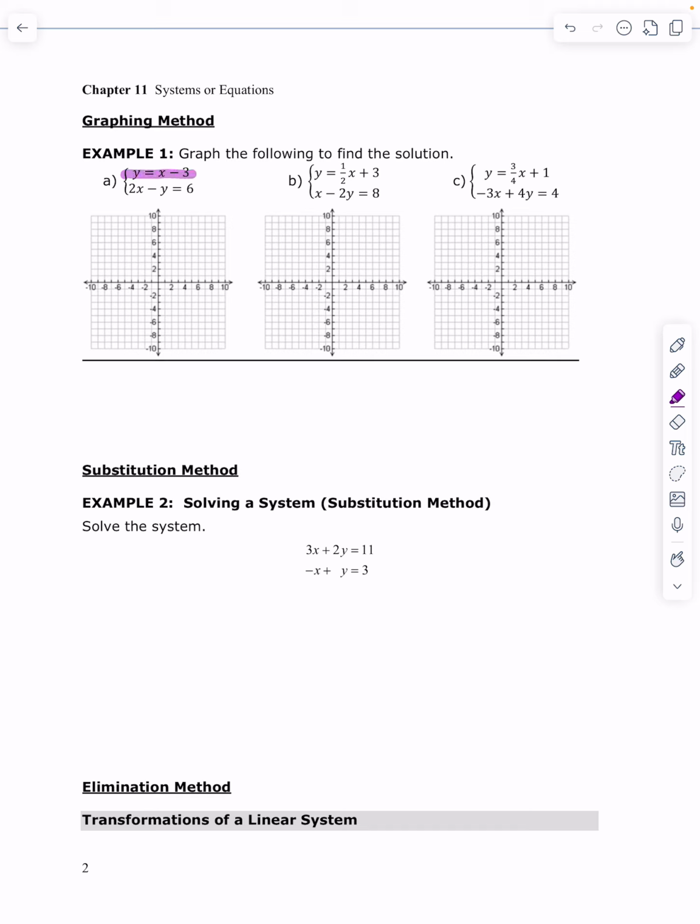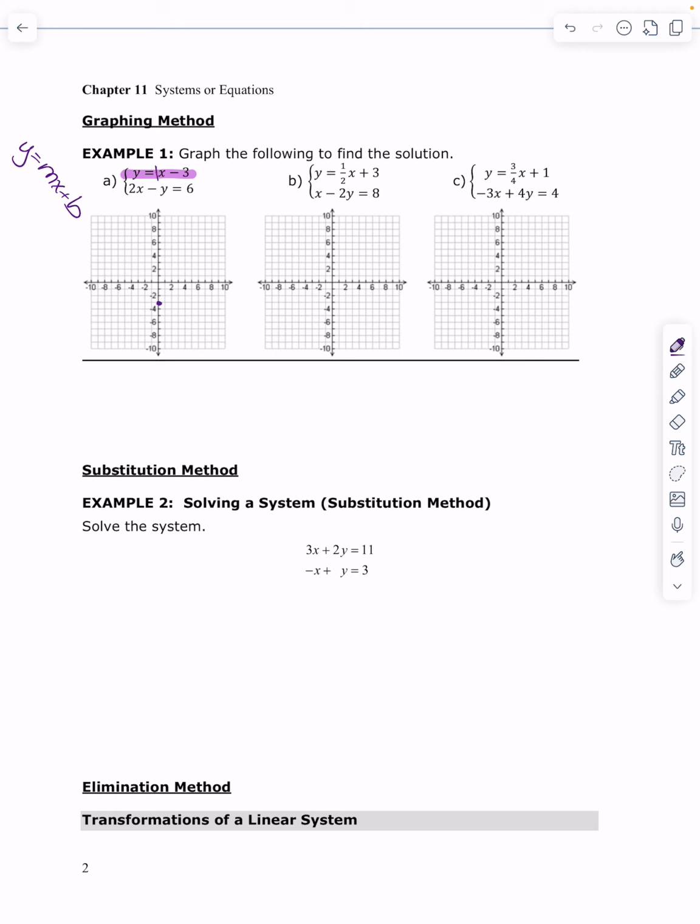It's in slope-intercept form, which makes it easy to graph. y equals x minus 3. Remember that whenever we look at an equation in y equals mx plus b form, that plus b, the minus 3 in this case, tells us where the y-intercept is. Our slope is the number attached to the x. In this case, it's a 1.